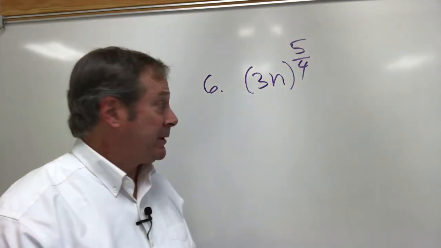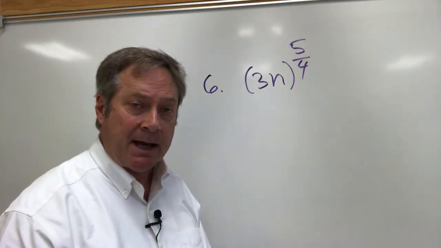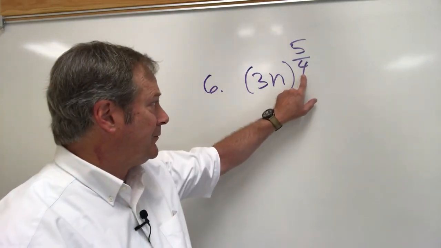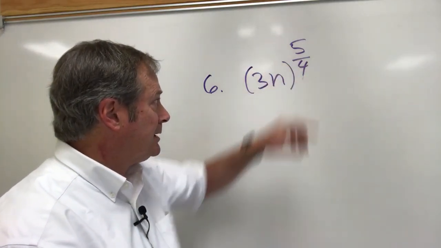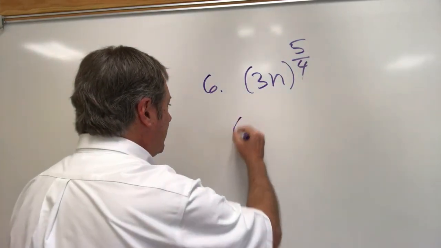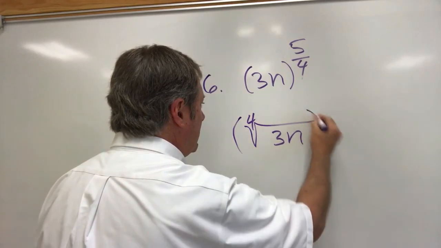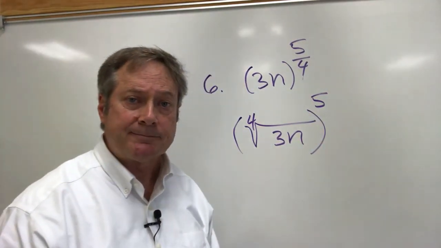All right, number 6, we have 3n, all of which is raised to the 5/4 power. Now moving that into radical form, the 4 in the denominator means this is going to be a fourth root to the 5th power. So I'm going to write it this way, the fourth root of 3n, all of which is raised to the 5th power.